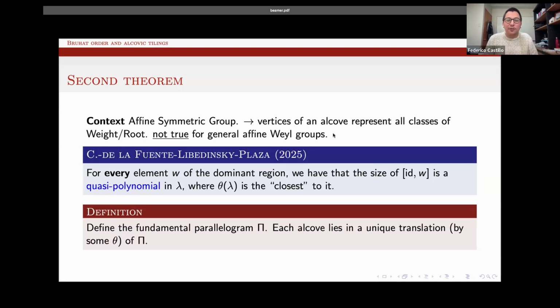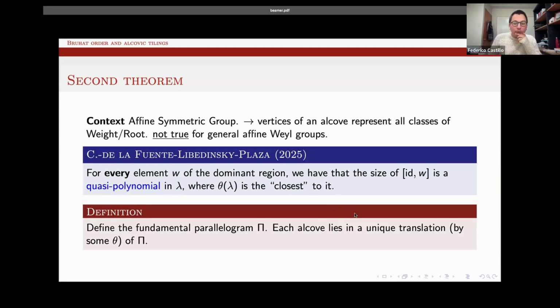We are still in the triangles, in the triangular grid. But now we can do it for every element of the dominant region. We can prove that the size of the interval that goes from the identity to w is a quasi-polynomial. We have to go to quasi-polynomial because the polytopes involved are not rational anymore, but still some quasi-polynomial. I'll say more about that in a second. And yes, in lambda. Now, what is lambda?